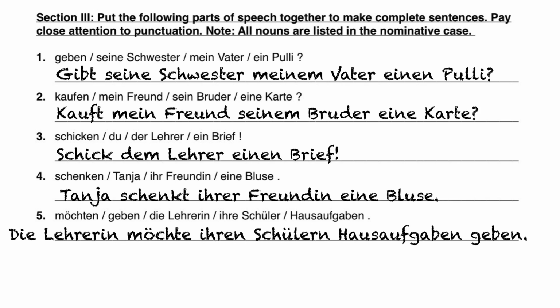You'll notice here that we have the plural form of Schüler because we have an E at the end of the ein word to begin with, ihre. And since it's dative, we have to have an N here at the end of the ein word and an N at the end of the noun. So we have ihren Schülern. The teacher would like to give her students homework. Die Lehrerin möchte ihren Schülern Hausaufgaben geben.